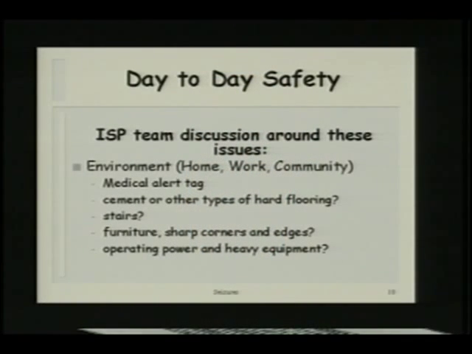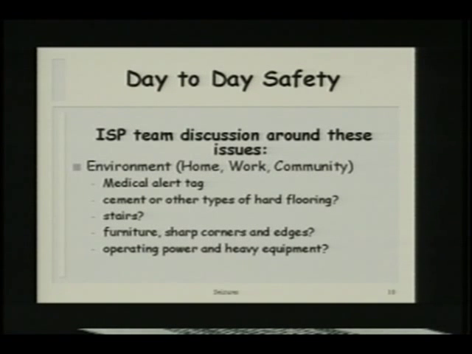Let's talk a little bit about day-to-day safety things that we can do on the next slide. A lot of ISP teams have had good discussions around these. What can be altered in the home, the work, the community, the school environment to make things safe for people? Should they be wearing a medical alert tag?